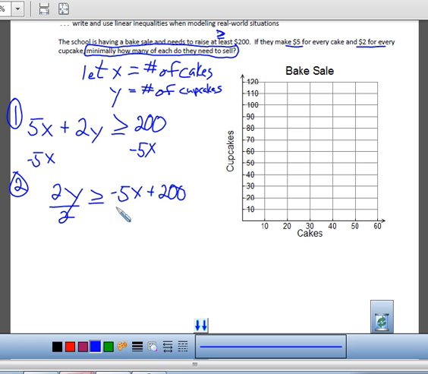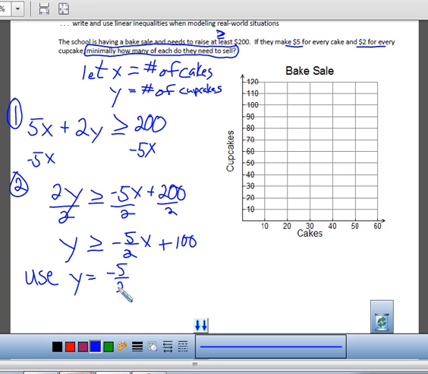Then I'm going to divide by 2, and I get y is greater than or equal to negative 5 over 2x, I'm leaving it as a fraction because that doesn't work out to be a whole number, plus 100. Now, I'm going to use y equals negative 5 over 2x plus 100, y equals mx plus b, where m is negative 5 over 2, and b is 100, or it's the point 0, 100, the y-intercept. So that is right here.